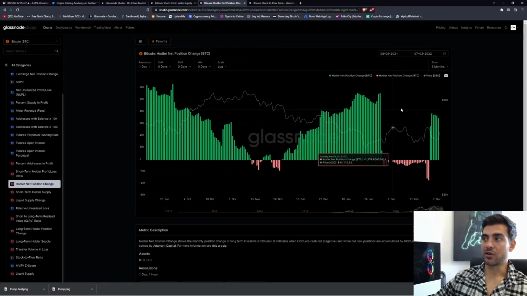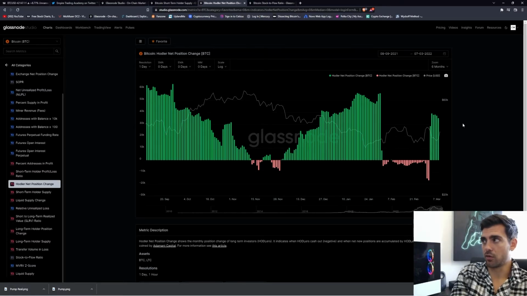Hodler net position change. These guys are buying like absolute crazy. Hodlers, long-term holders, they're looking at this $40,000 area as a great opportunity to buy, and so they're buying like crazy. However, do not look at this metric for price action. We'll say short to medium term.